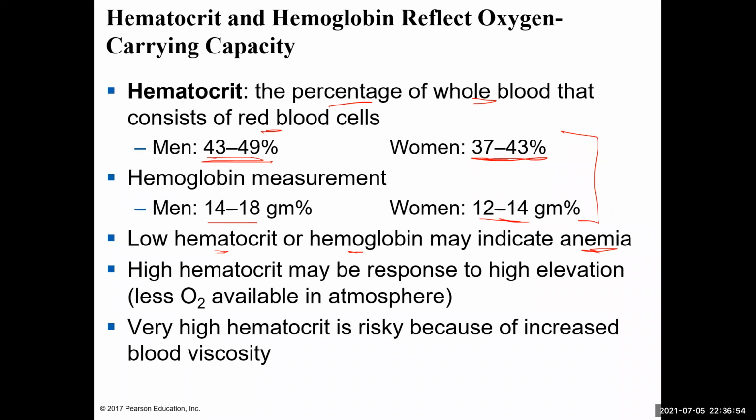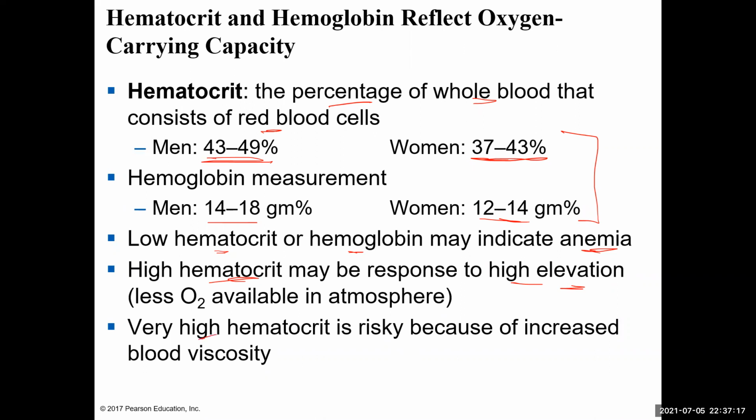If you have high hematocrit, it could be a response to higher elevation. So maybe you were at a higher elevation for a longer period of time. Your body adapted to that and started making more hematocrit so that you could have more red blood cells to get more oxygen, because the oxygen is at lower concentration in those higher elevations.